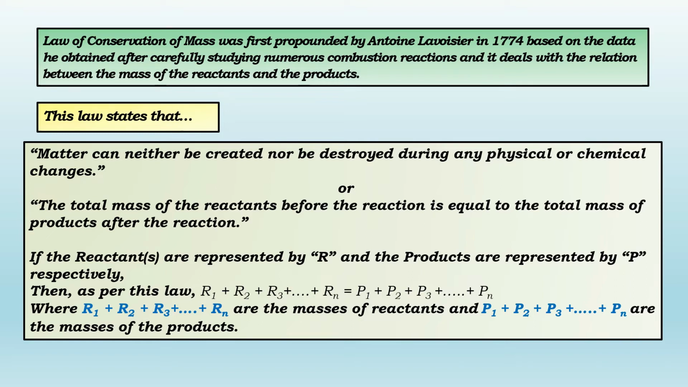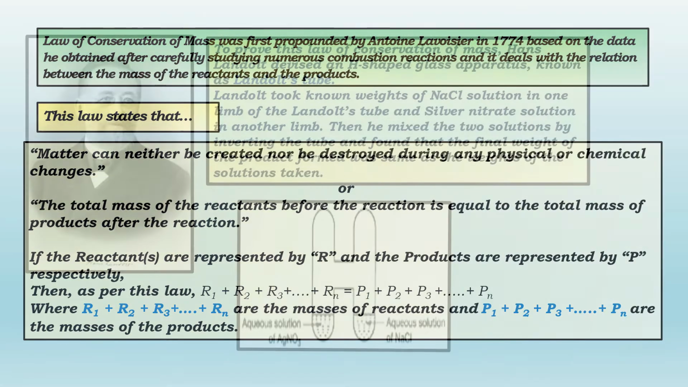If the reactants are represented by capital R and the products are represented by capital P respectively, then as per this law, R1 + R2 + R3 ... Rn = P1 + P2 + P3 ... Pn, where R1 + R2 + R3 ... Rn are the masses of the reactants and P1 + P2 + P3 ... Pn are the masses of the products.